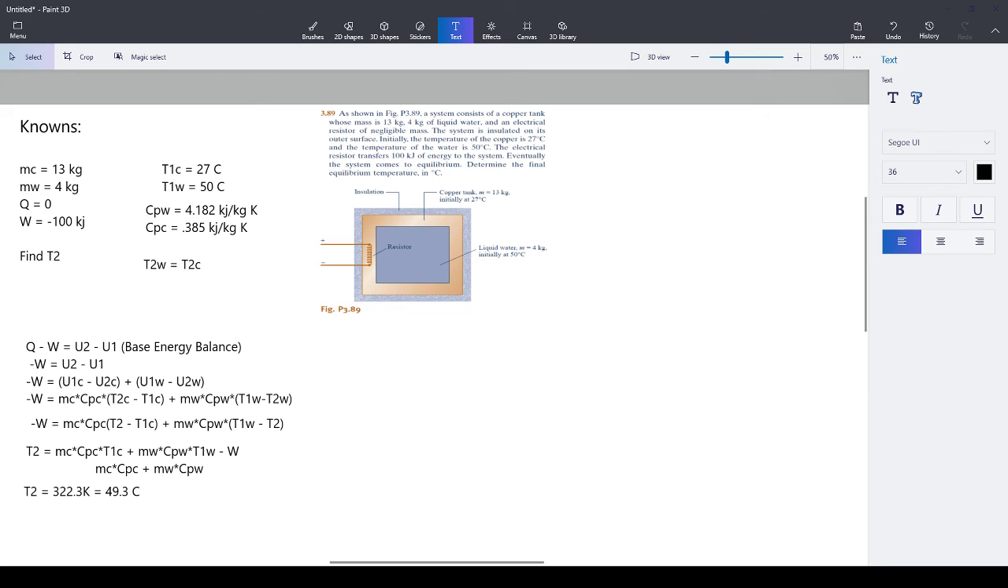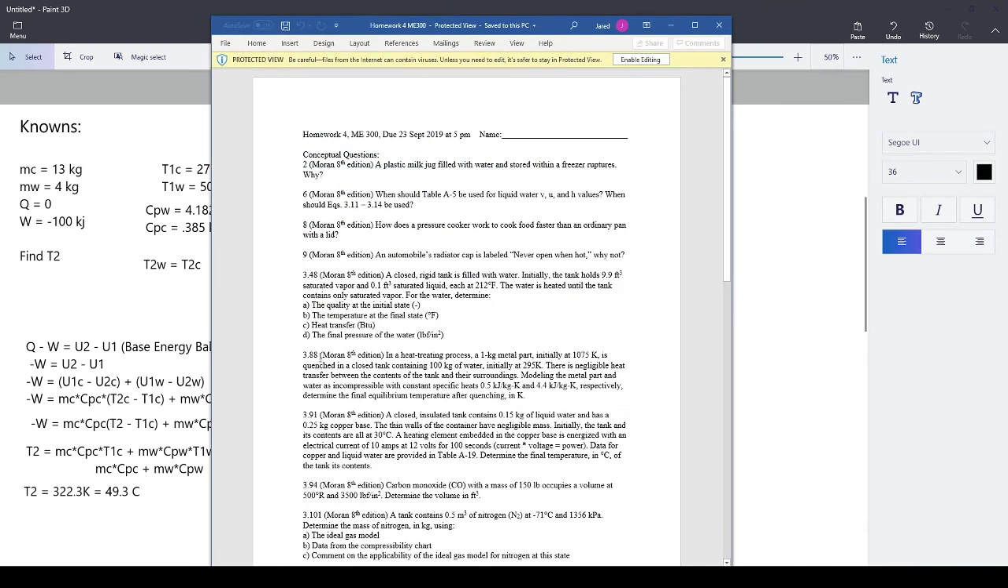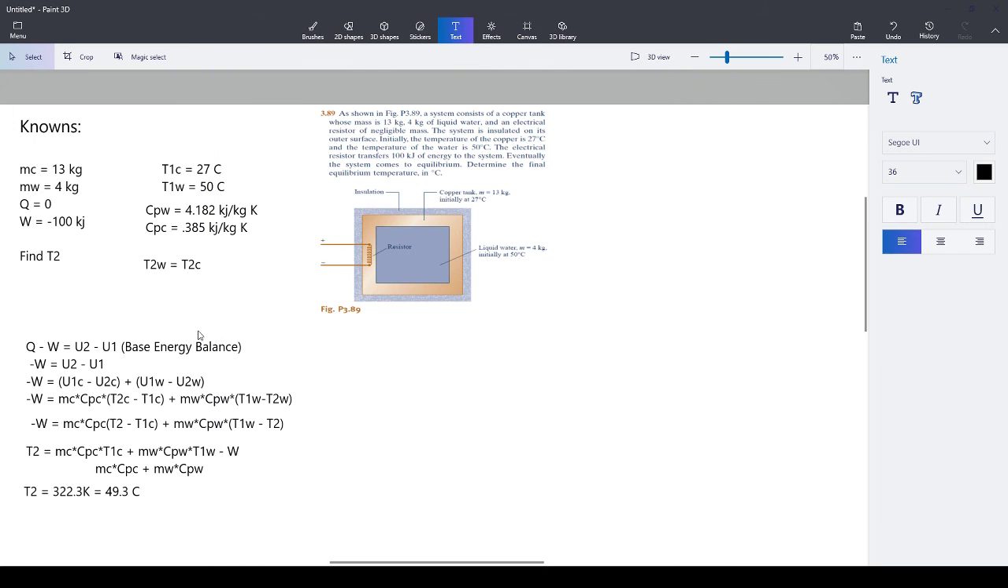I'll look at homework 4 real fast and see if it does. Yep, it does. So homework 4 has a question right here. In a heat treating process, a 1 kilogram metal part initially at this temperature is quenched in a tank containing water, right? And it gives you the specific heats right here. The question is: determine the final equilibrium temperature. So right here, I have just showed you how to do that question. This is it right here.